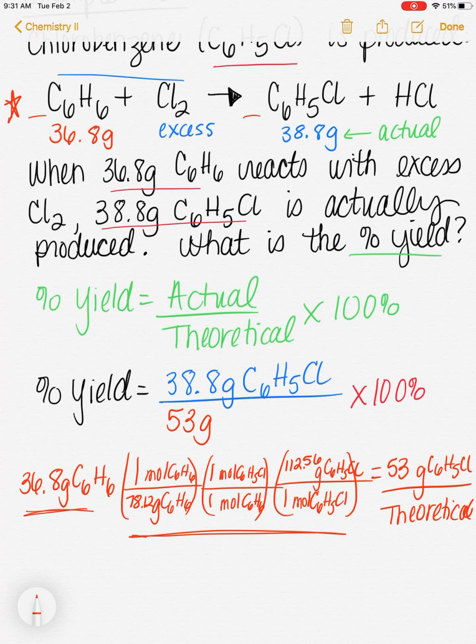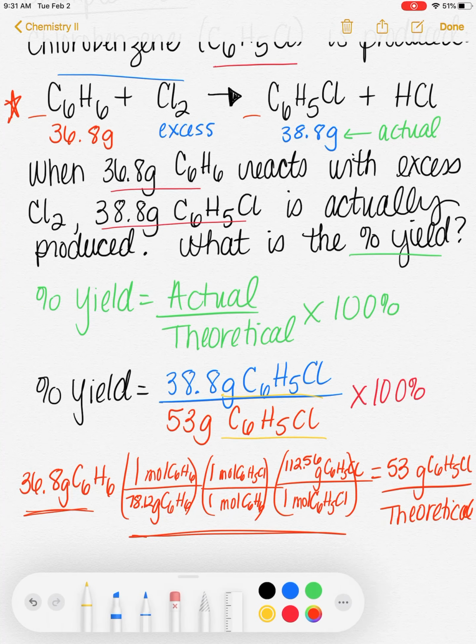equation. 53 grams of C6H5Cl. Now notice, at this point, my units are the exact same on the top and the bottom of my fraction, which is what I want. So those are going to drop out. So I'm going to take 38.8 divided by 53 times 100.